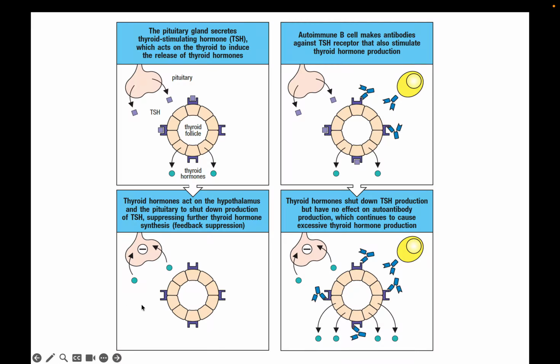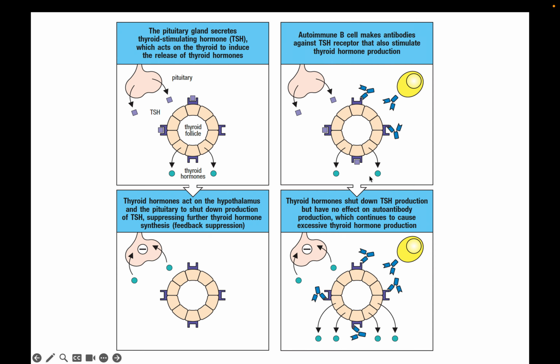And what usually occurs is that when these thyroid hormones are in excess, they create a negative feedback loop that stops your pituitary from releasing TSH, because you don't want too much thyroid hormone. This can be extremely lethal.